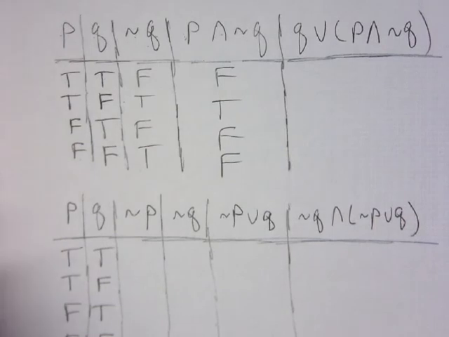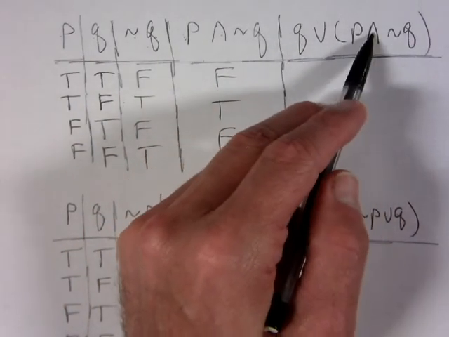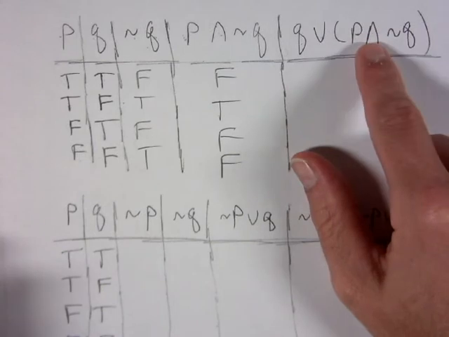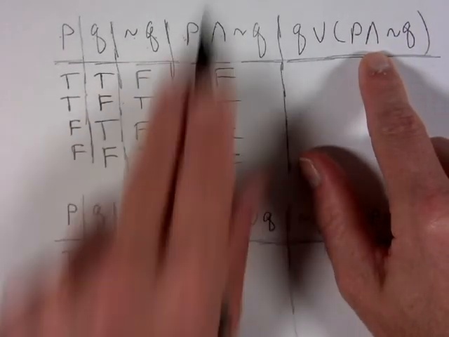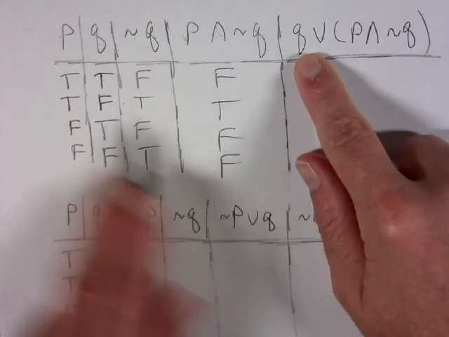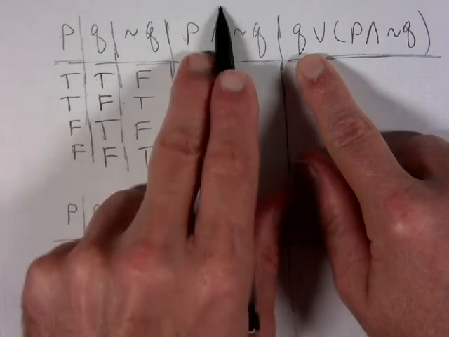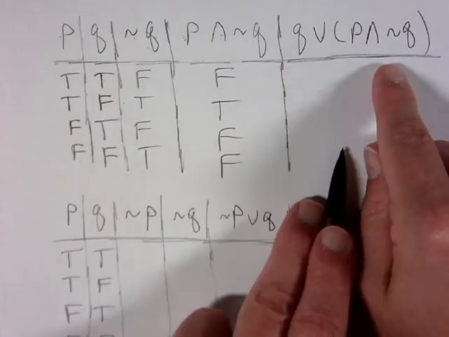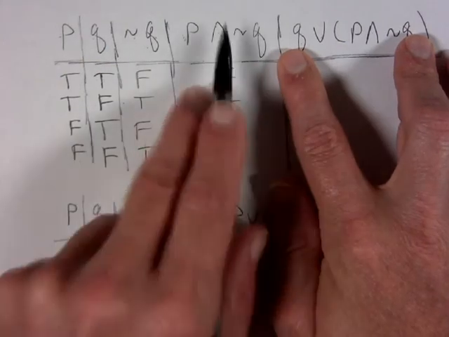Now here I've got Q or P and not Q. When you first look at that, it looks kind of complicated, but remember, look at the P and not Q. We've already done that here. So I'm using this column. And the Q, of course, we have in the second column. So in this one, I'm going to use column 2 and column 4 to fill out column 5 with an or statement. So column 2 and column 4 with an or.